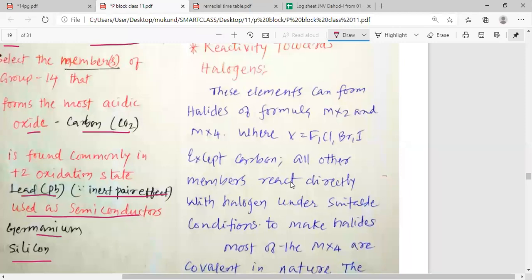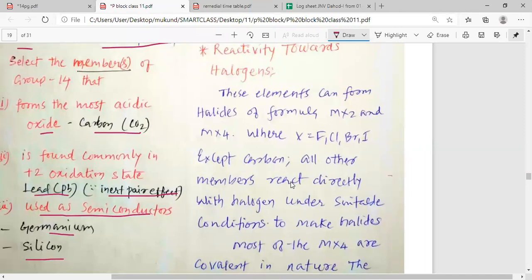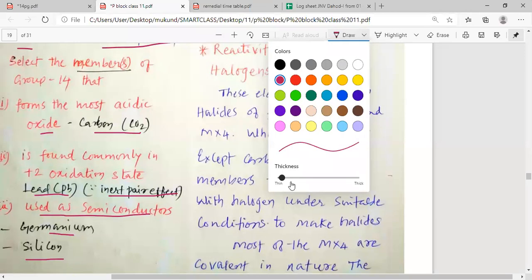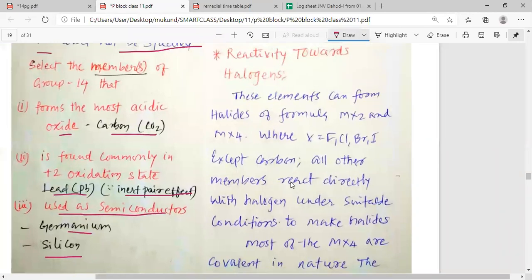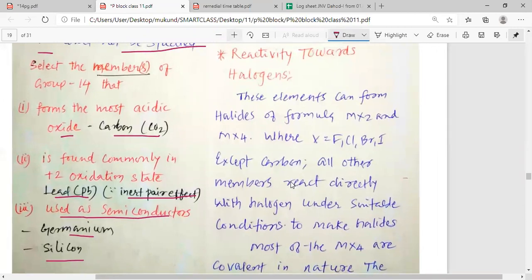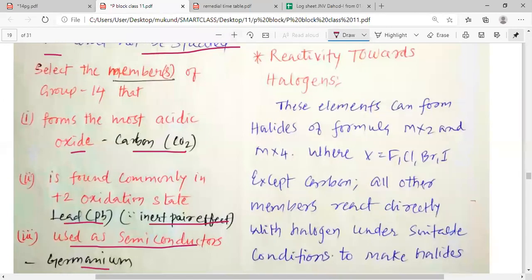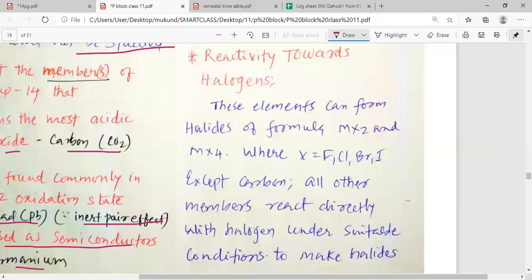Now, my dear students, we want to study about the reactivity towards halogens. So let us study about the reactivity towards halogens, dear students. Let us look at these elements.